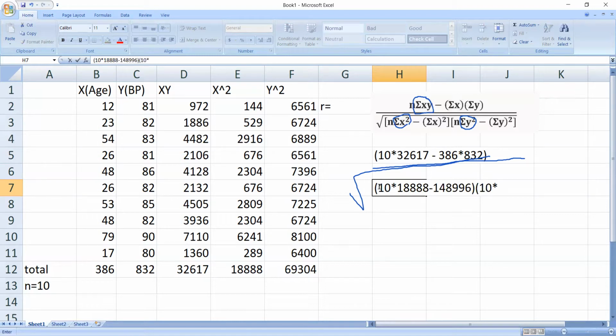n into sigma y square. Sigma y square is 69304 minus sigma y whole square. Sigma y is 832. I need the square of 832. And if I look at the square of 832, that is 692224. This is the second term in the denominator.